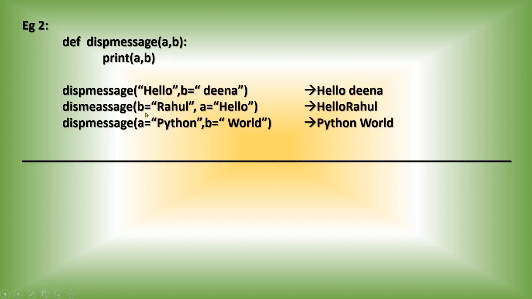And in the second call, I just wrote b equal to Rahul and a equal to hello. Its order is reversed, so automatically this b is passed to this b variable itself and a is passed to this a variable itself. So you will get the answer hello Rahul, in the same order. That means b is passed to b and a is passed to a. But in the third call, I just wrote a is Python, b is world.